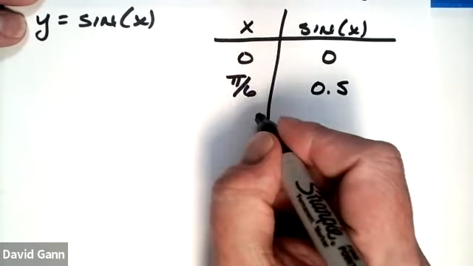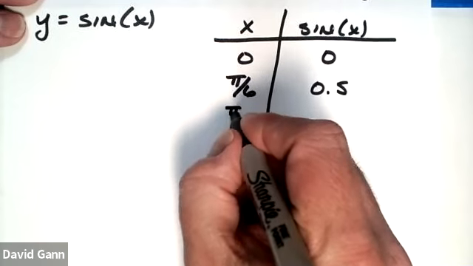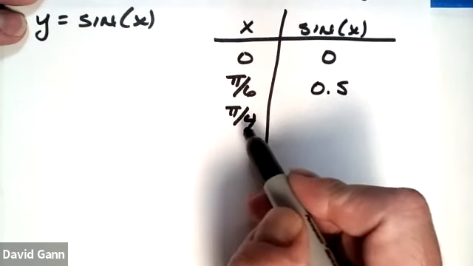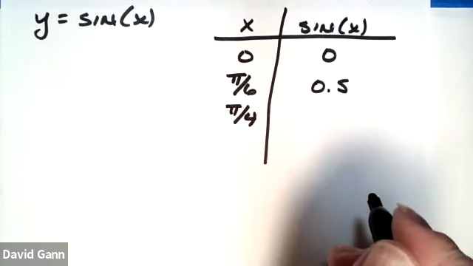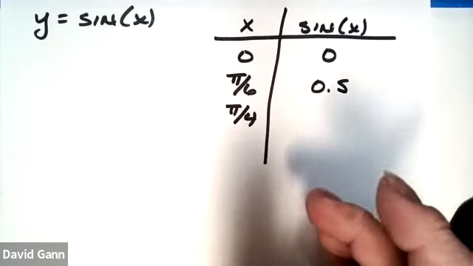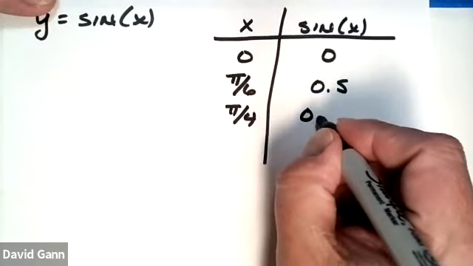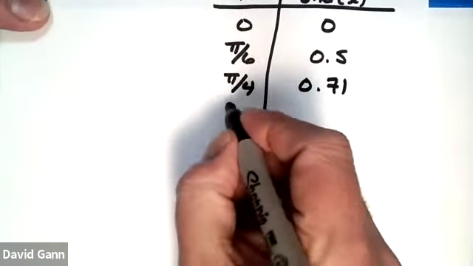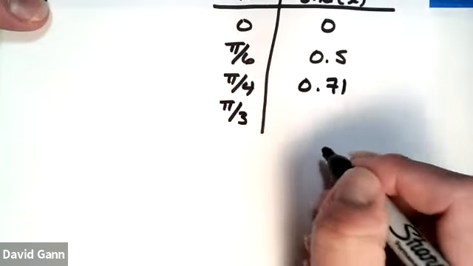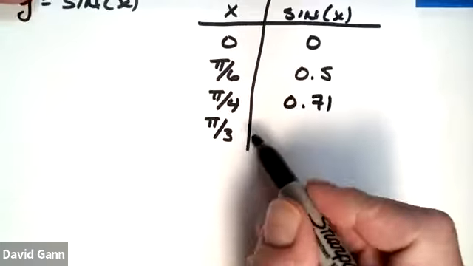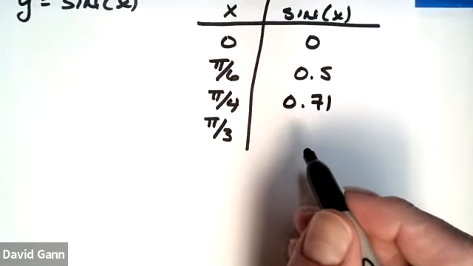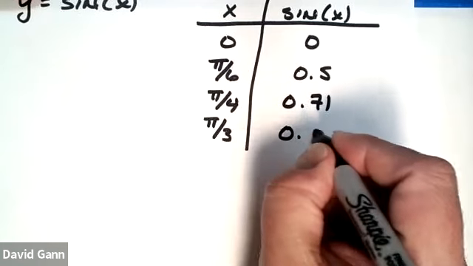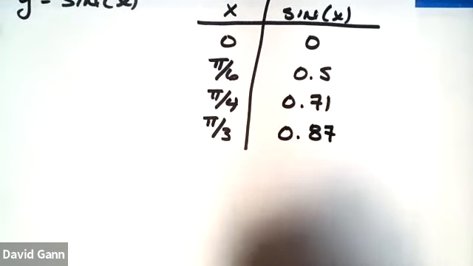Now the next value that we have is pi over 4. That's a 45-degree angle. And at this value, sine of pi over 4 is root 2 over 2. And if you've ever played around with your calculator on this, you'll know that that happens to be approximately equal to 0.71. Okay. The next known value happens at pi over 3. And at pi over 3, again, this is sine of a 60-degree angle. We know that that's square root of 3 over 2. If you approximate this, it's about 0.87.